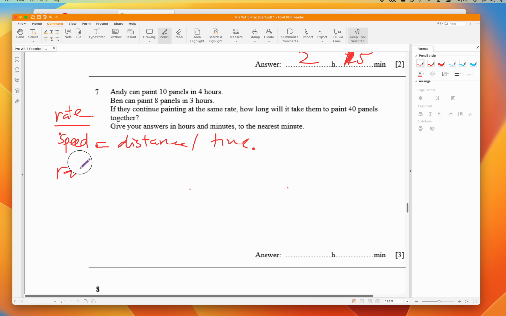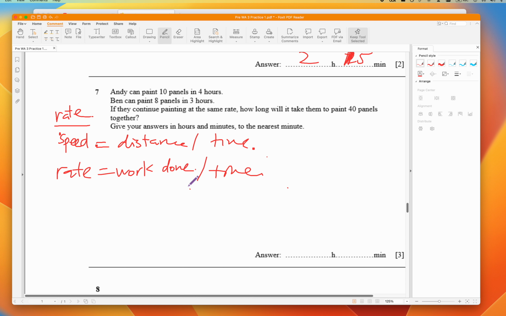But for rate, we don't have the distance here, but we have the time. So something divided by time. So for the rate, it can be the water amount we pour into the thing. It can be the parcels we finish. It can be the work we have done. So I call this work done. Okay, just a general term.